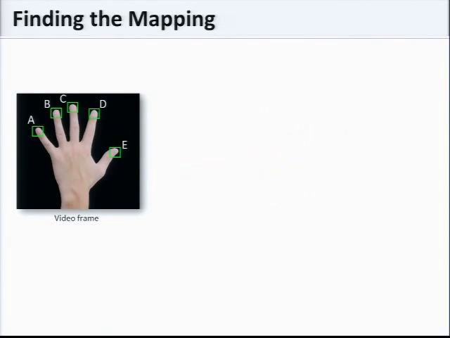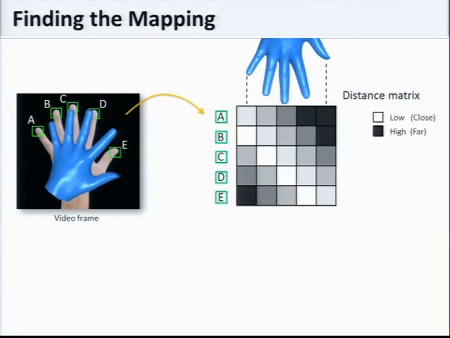So to find it, we take all the detections and superimpose them on the video frame with whatever best estimate we have of the hand pose, like an initial estimate, or maybe one taken from the previous frame. And we build a distance matrix encoding the distances between these detections and the vertices on the fingernails. Here in the image, you can see that low distance is encoded as a white box, and high distance is encoded as a darker box.